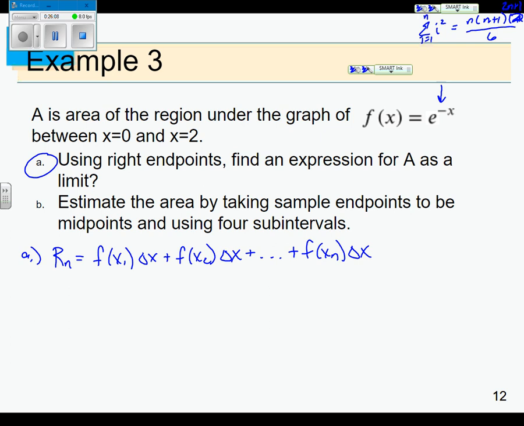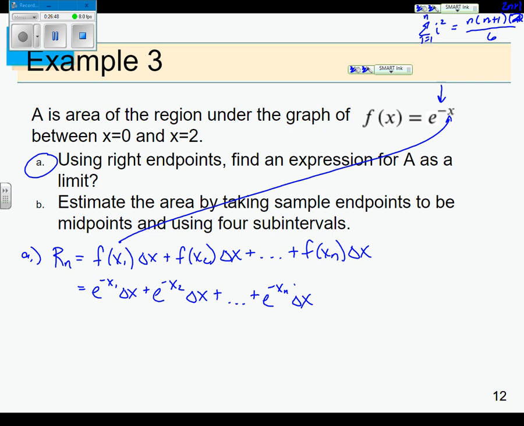Okay. And so what does that mean? Well, it means that I'm going to take this x1 and plug it in for this x. I'm going to take the x2 and plug it in. So that gives me e to the negative x1 times my delta x plus e to the negative x2 times delta x, plus all the way up to e to the negative xn times delta x.